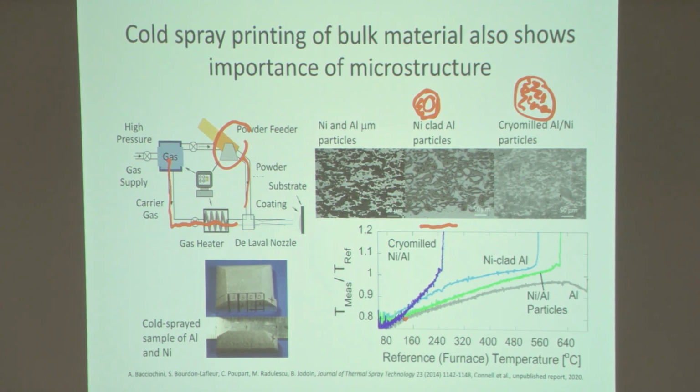So here in the gray, I'm heating up the nickel aluminum particles that were cold sprayed, or that's the green rather, and then the light blue is the nickel clad aluminum, and then the cryomilled nickel aluminum is the dark blue. And you can see that the ignition temperature for the cryomilled is at much lower temperatures. In fact, it's lower than the melting temperatures. Whereas in the case of the nickel aluminum particles that were sprayed separately, you're pretty close to the melting temperature of aluminum before it actually ignites. Okay, so again, that's some examples.